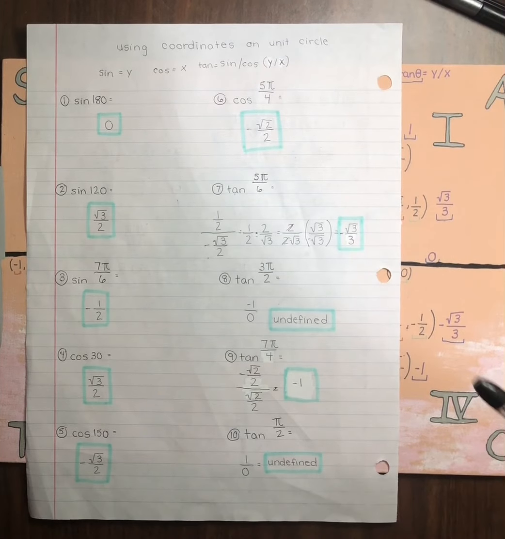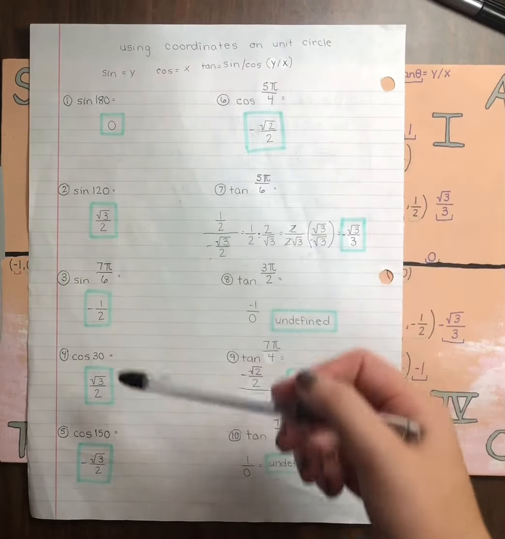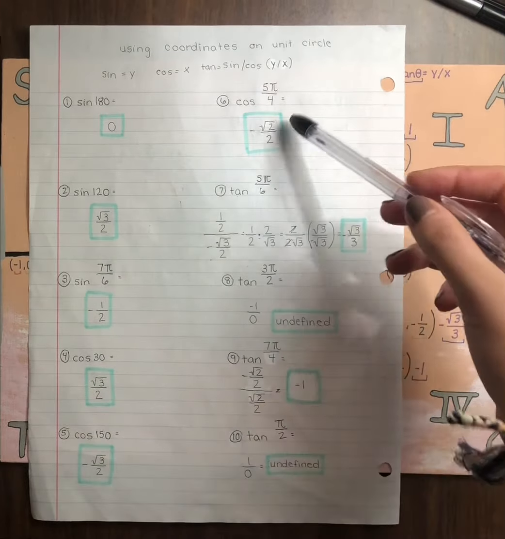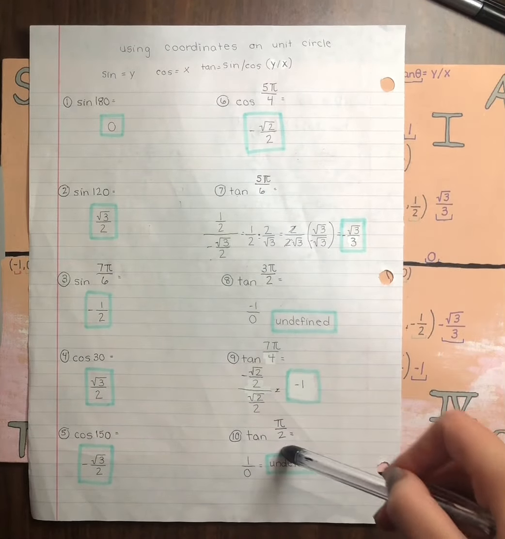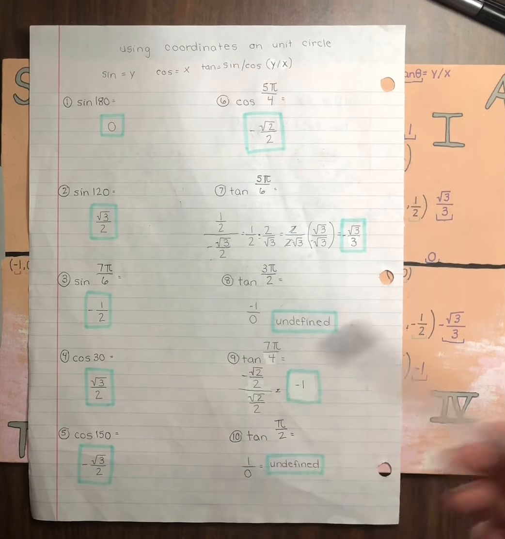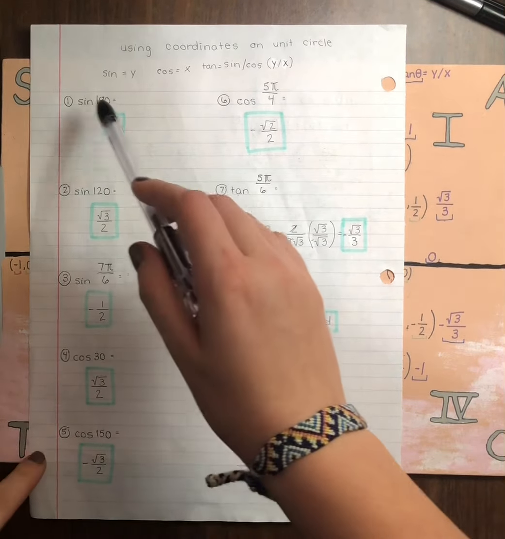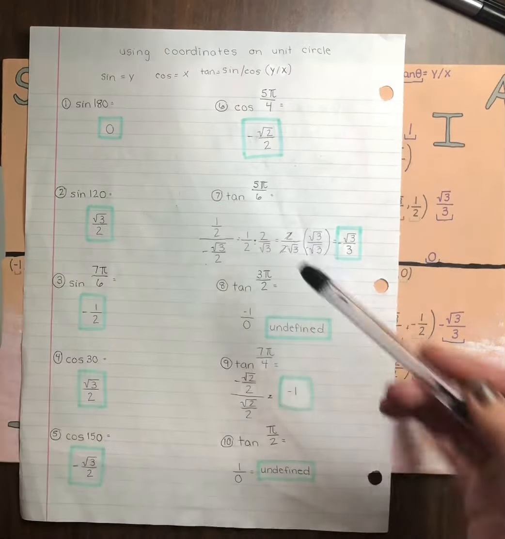So to start out with solving these problems, we have to use the coordinates on the unit circle to solve each one. We have our degrees, our radians, and we have our 3 sine, 3 cosine, 3 tangent, and another tangent because they're just fun to do. So to start out, I have my sine 180 degrees for my first problem.